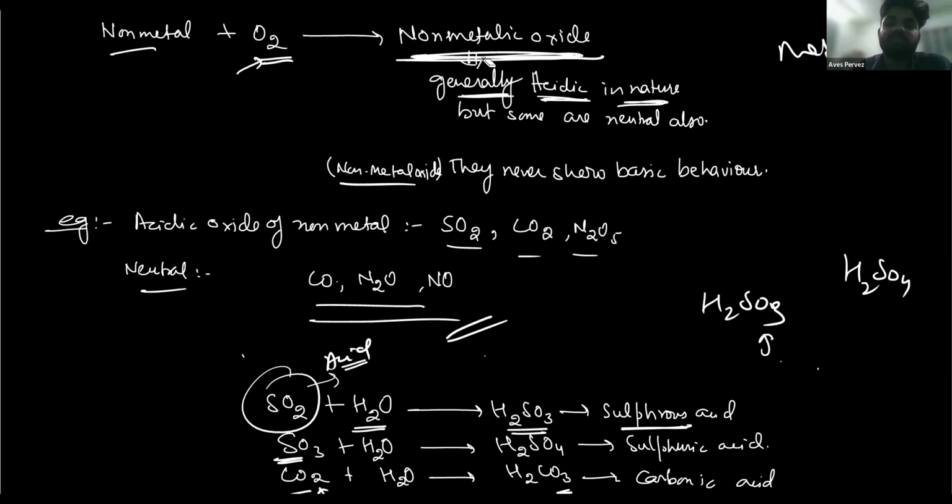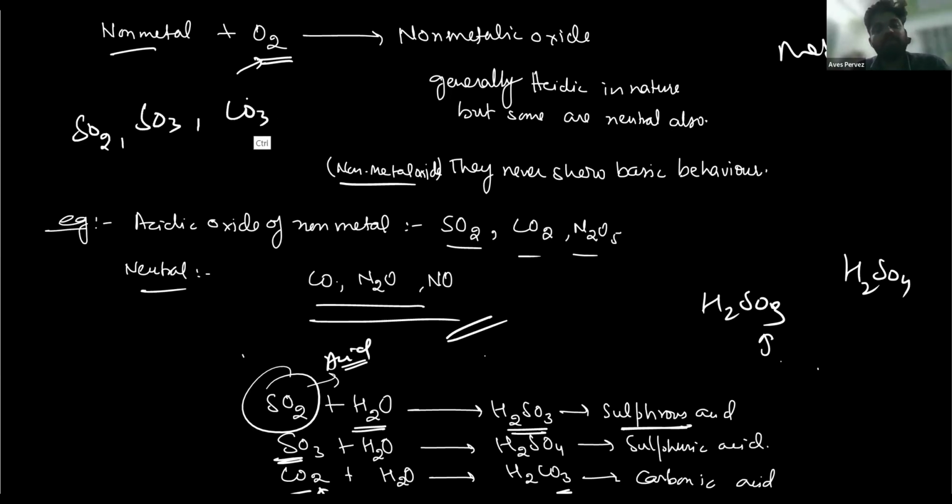Why am I saying it is acidic in nature? Because it is a property that non-metal oxides are generally acidic in nature. For example, sulfur dioxide, sulfur trioxide, carbon dioxide. Can you repeat what you said? I couldn't hear properly. Wait a minute, let me plug in this mic so that you can understand.